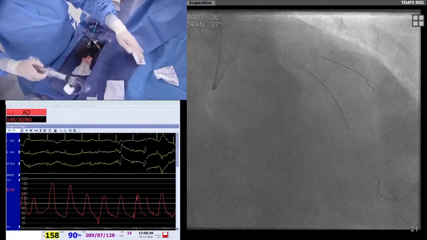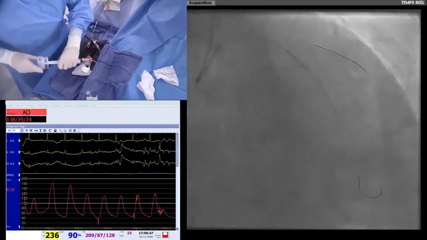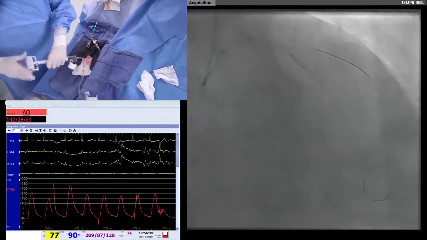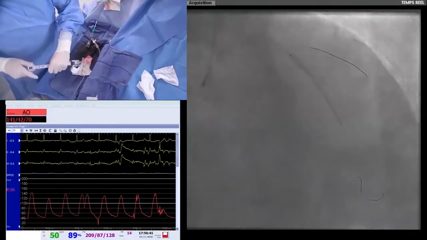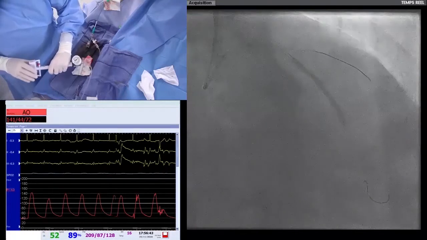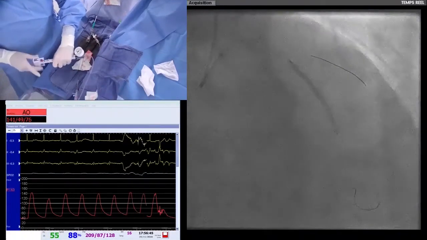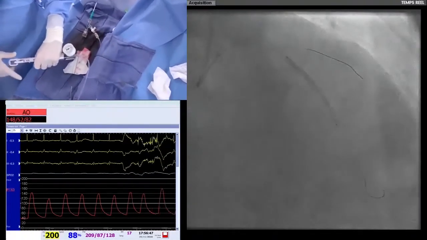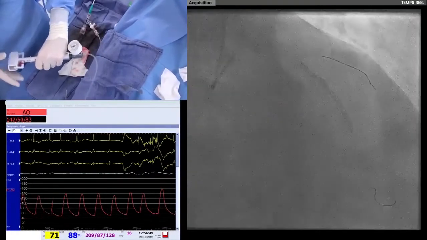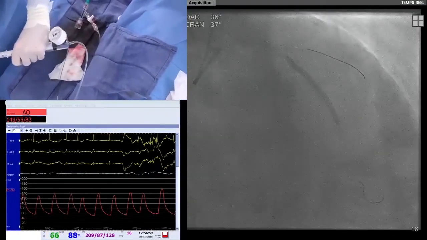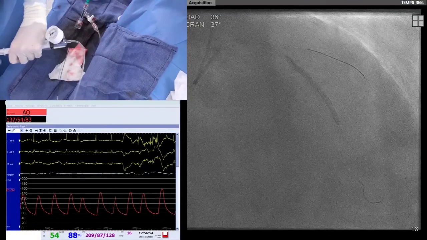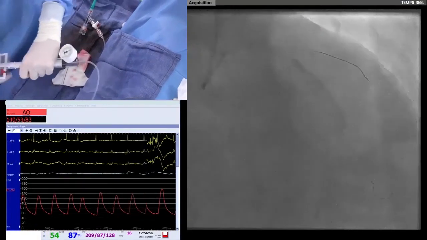It's time also to do an ACT, because we are discussing a lot, and I want to check the anticoagulation. So after stent implantation, we will do an ACT because we are discussing. And so now at this time, the pressure is 14 atmospheres.